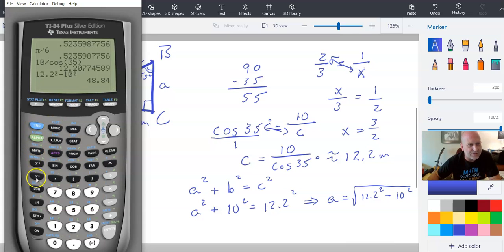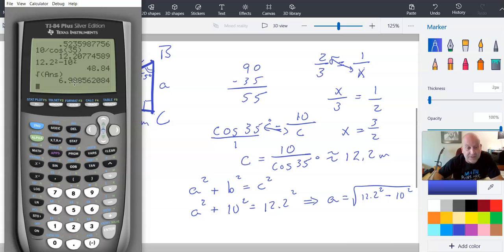So I do second function, square root. And since I don't want to type that in again, what I can do is go second function answer. That's down here at the negative sign, and it takes the last thing that was just spit out of the calculator and puts it in that spot. So if I say square root of answer, it's taking the square root of 48.84. Okay, so we get 6.98.